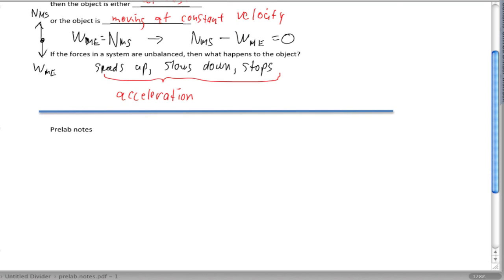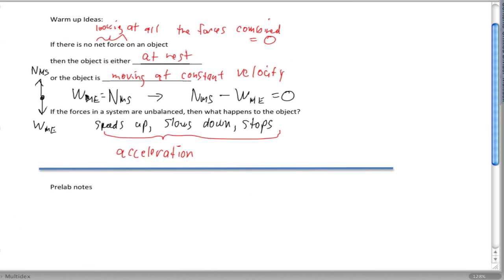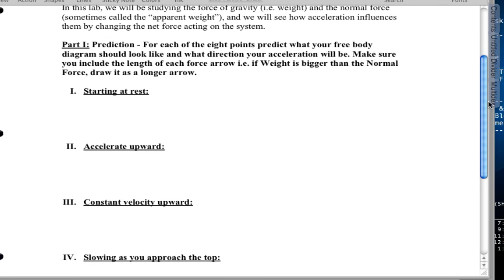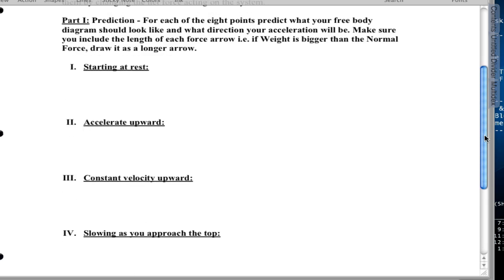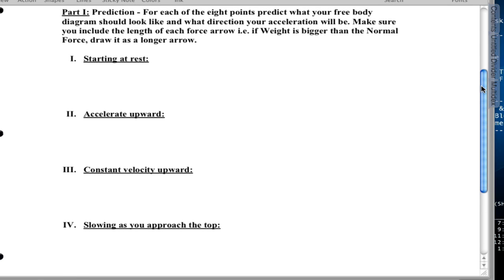Now, in the lab that we did, we looked at the case of an elevator moving in a lot of different ways. So we had it starting at rest, and we drew free body diagrams for all of this. If you remember, we did this in class, so there's no need to repeat every single thing that we did. We had it starting at rest and accelerating upwards. And we said, look, when the forces are not balanced, we want to draw the arrows having a different length.